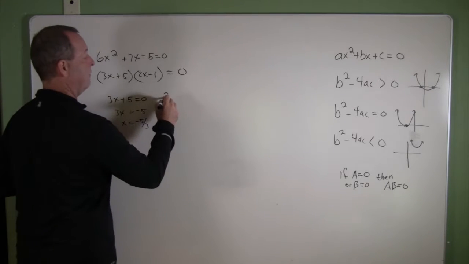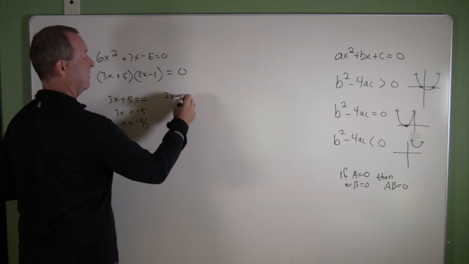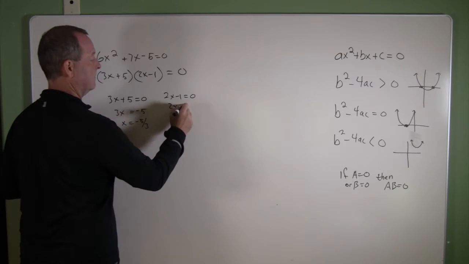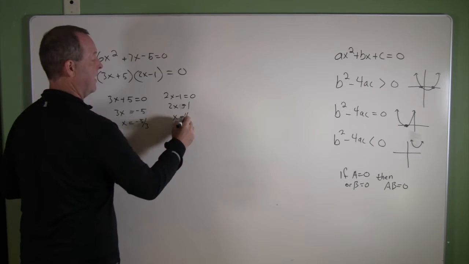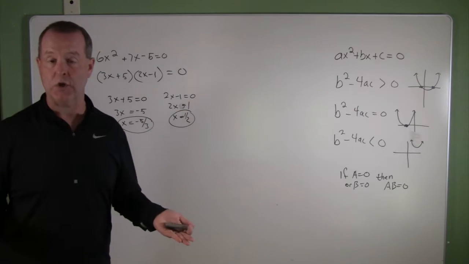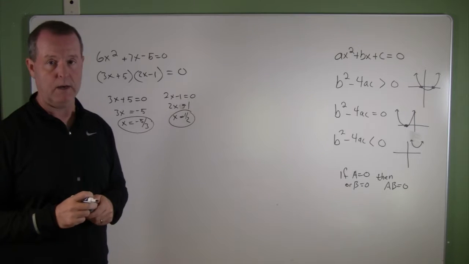Likewise, I'll do it with the other factored expression. Subtract or add 2 to both sides. Divide both sides by 2. And you can see that we found our two solutions to this quadratic equation.